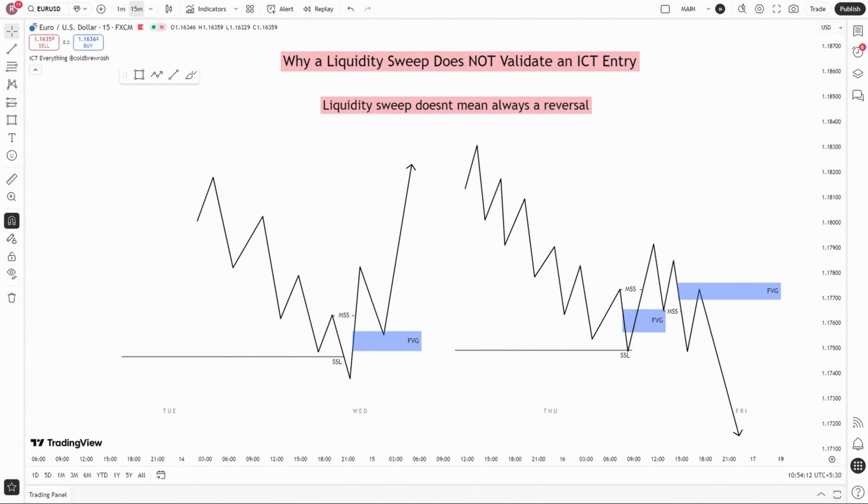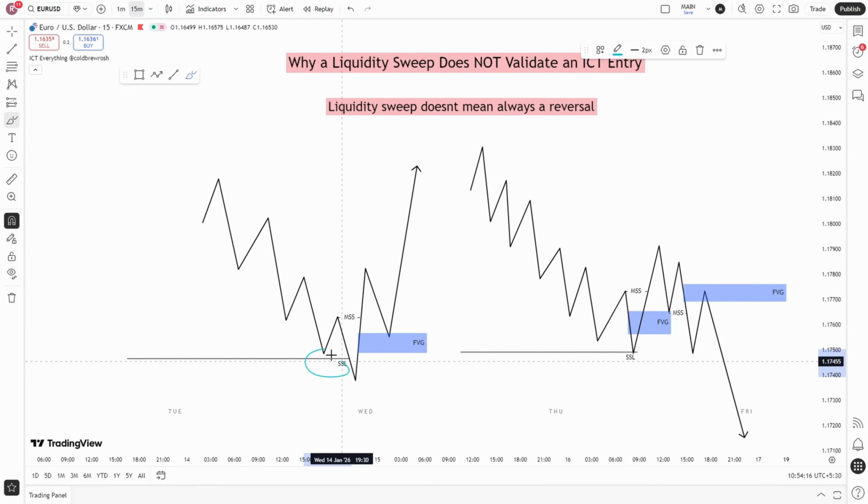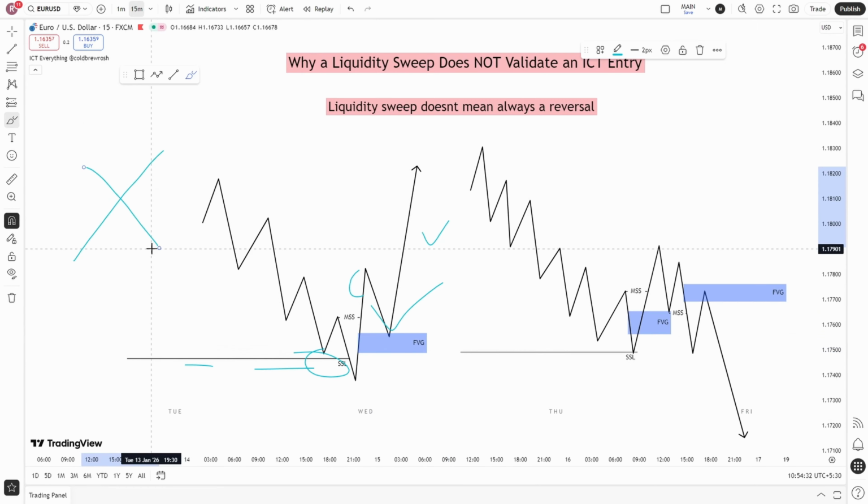One of the biggest misconceptions in ICT trading is the belief that once liquidity is taken, an entry is automatically valid. Traders see a clean liquidity sweep, equal highs taken, stops cleared, sometimes even displacement starting, and they assume that continuation, and therefore entry, is guaranteed. But this assumption is where a large number of ICT traders lose money.